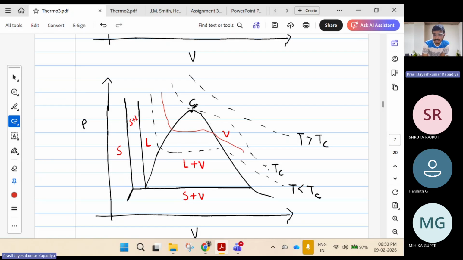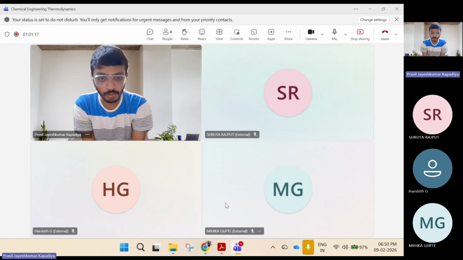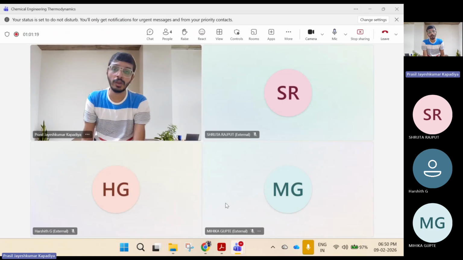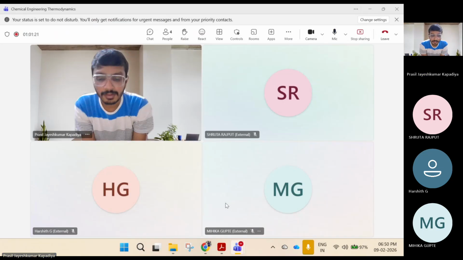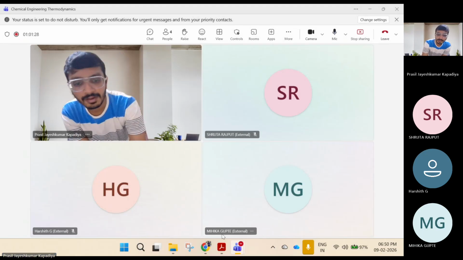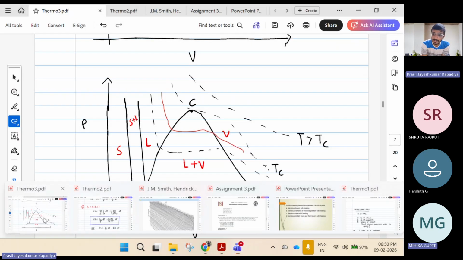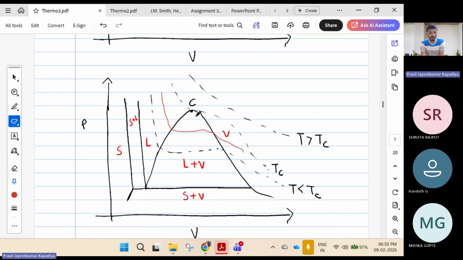So what does it mean when there is no gap between liquid and vapor volume? What do we call that point? Critical temperature, critical point, yes. Why critical point? We just showed that at the critical point we can't distinguish between liquid and vapor.